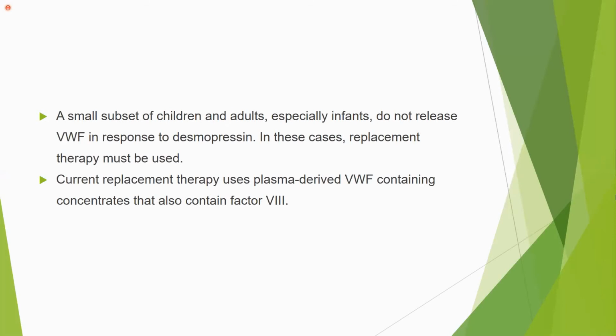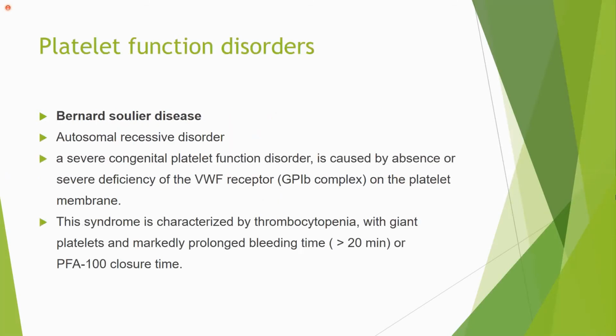Now we should discuss the platelet function disorders. Bernard-Soulier disease is an autosomal recessive disorder. It is a severe congenital platelet function disorder, and it is caused by the absence or severe deficiency of the von Willebrand factor receptor on the platelet membrane. This syndrome is characterized by thrombocytopenia with giant platelets and markedly prolonged bleeding time. Now, you see the platelet counts are normal, or sometimes there is mild thrombocytopenia, but the bleeding time is markedly prolonged.